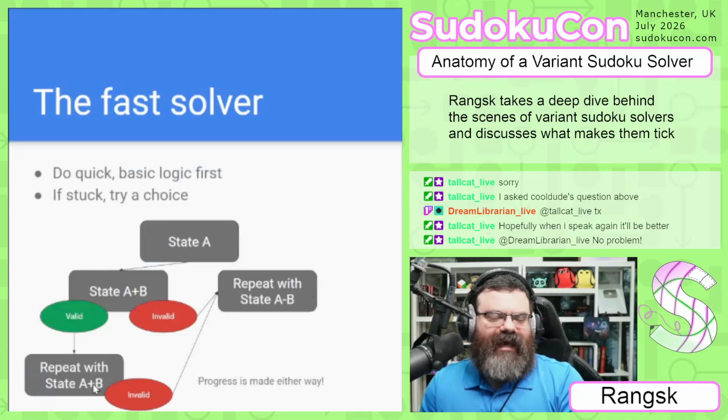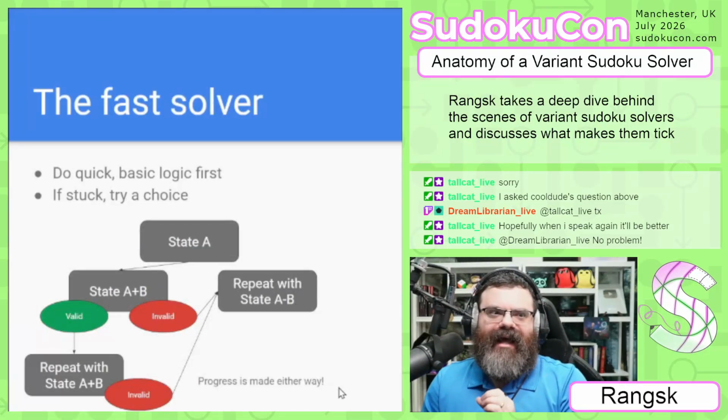So even down here, if A plus B eventually finds that it's invalid and it cannot create a valid grid, then it's still going to pop all the way back up here and try state A minus B. So no matter what happens, whether we find that the state is valid or invalid, we've made progress towards finding a solution.